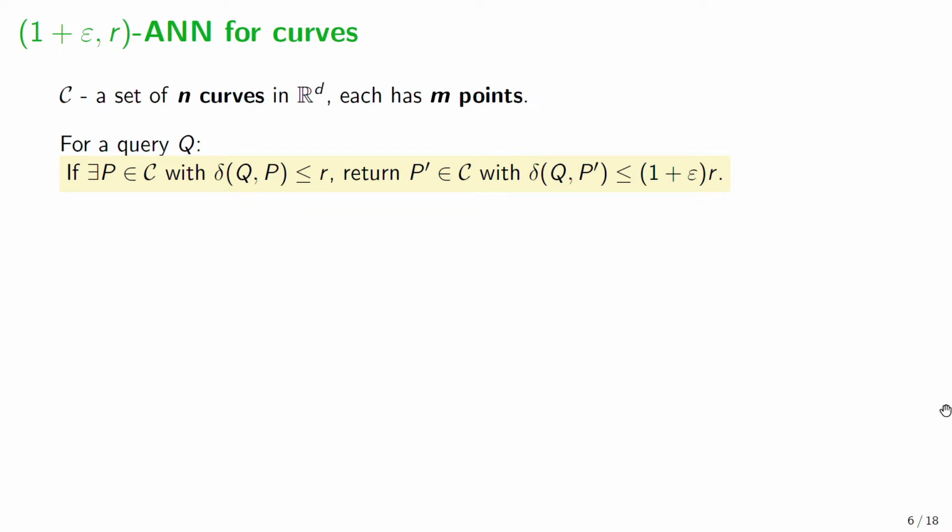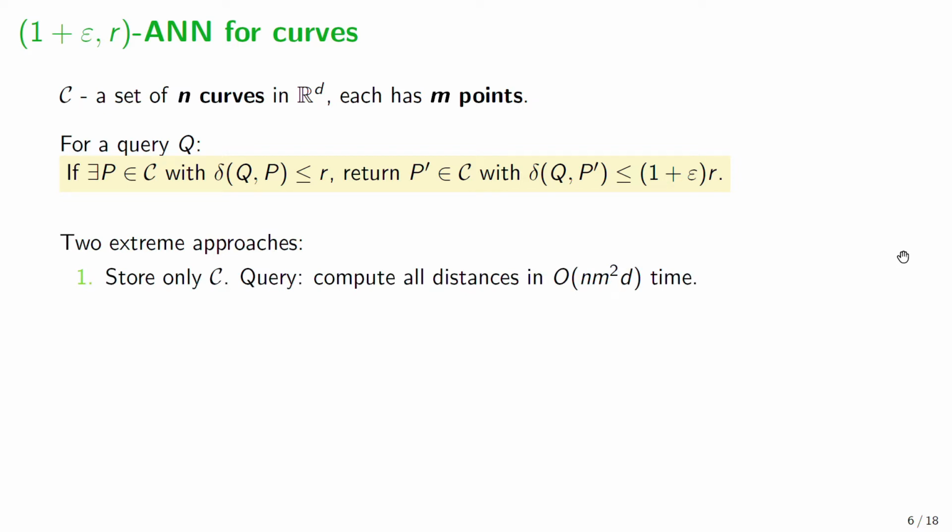Back to the approximate nearest neighbor problem, recall that our goal is to pre-process a set C of n curves such that given a query curve Q, if there exists a curve P within distance r of Q, then we want to return a curve P prime within distance 1 plus epsilon r. In general, there are two extreme approaches for a solution. The first one is not doing any pre-processing. Just store the set C and let the query algorithm do all the work. But then, obviously, the query time is huge.